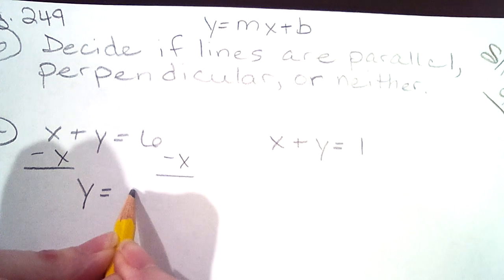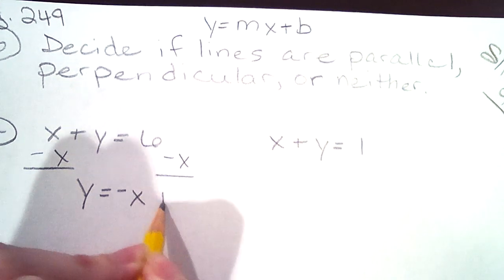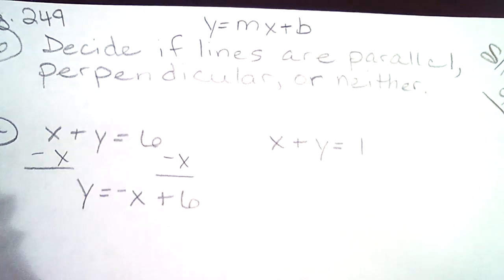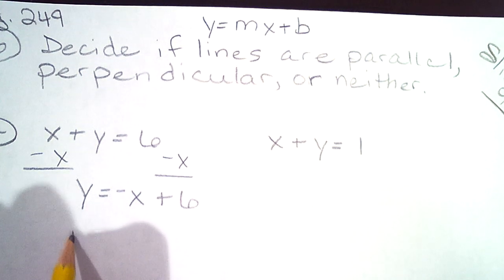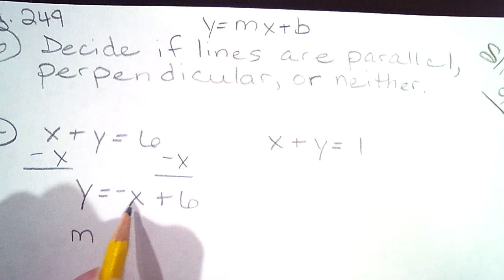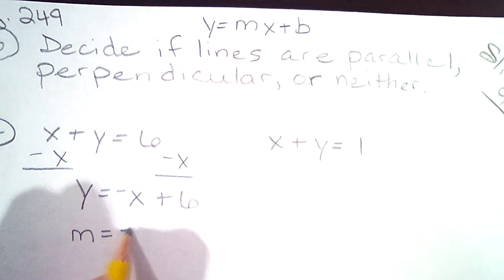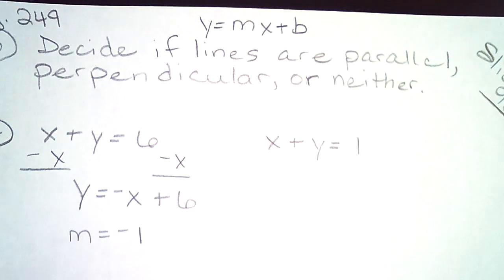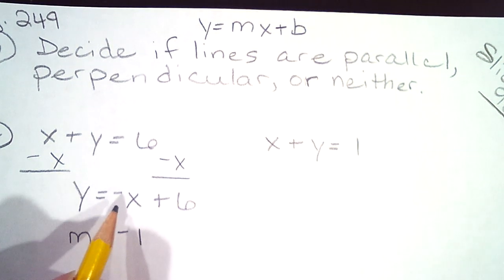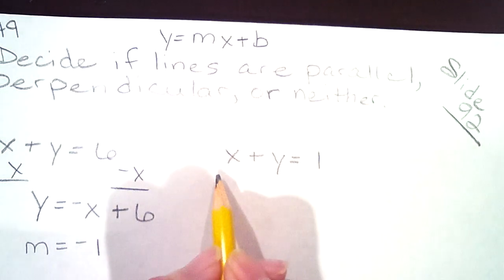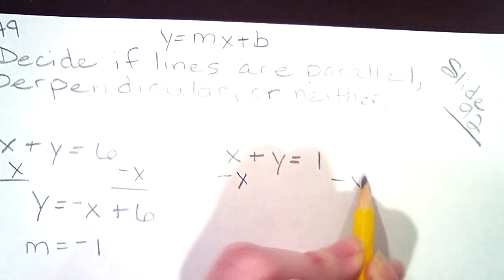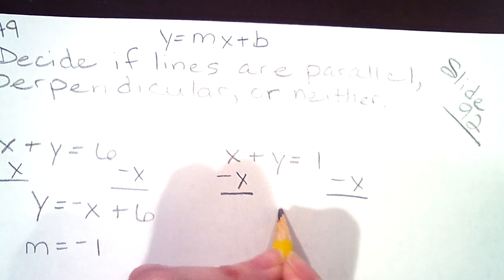I'm going to switch up the order here. And then my slope here is the coefficient of x, which means the slope is -1. If there is no coefficient there, it's an assumed 1. Subtract x from both sides.